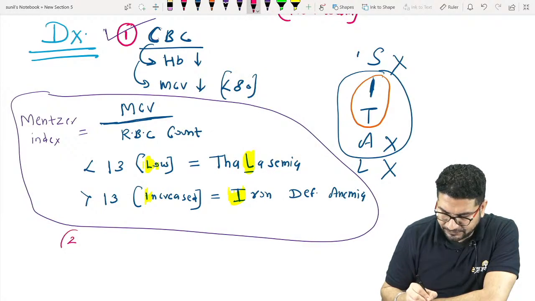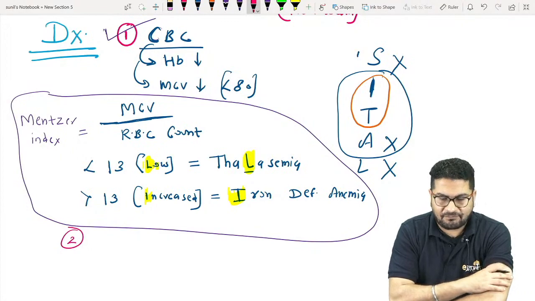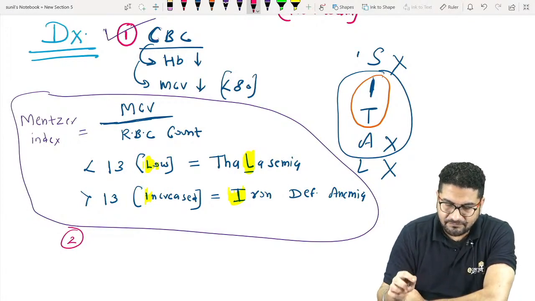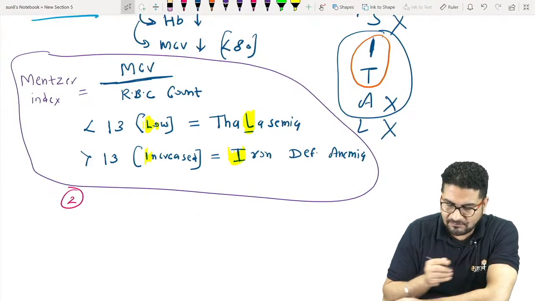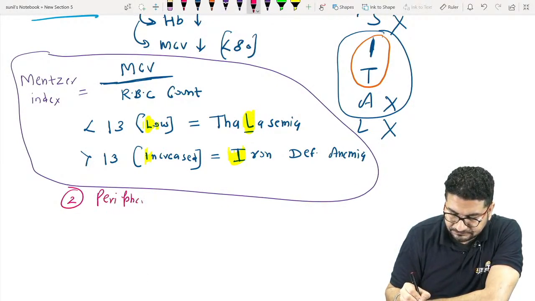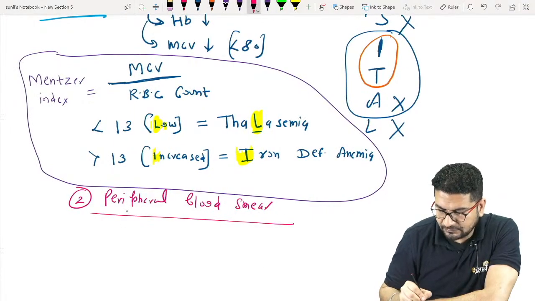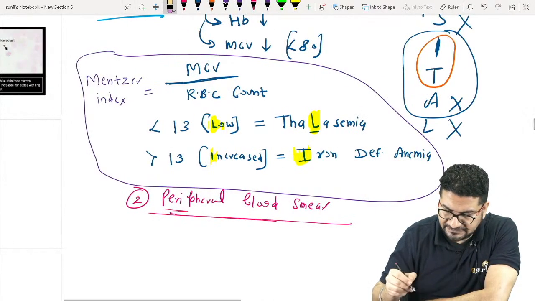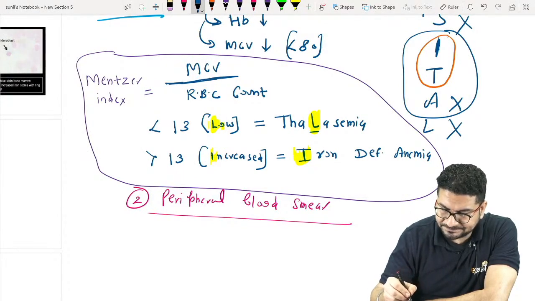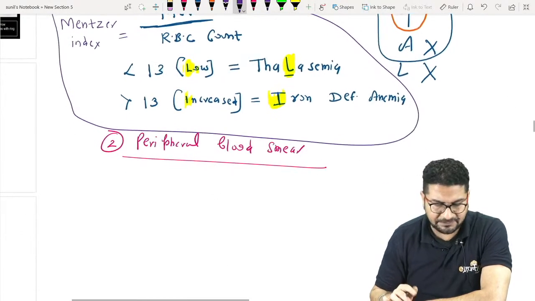Okay, next, if I say next test, tell me the answer. Karthik, tell me what next test you will do after CBC. We can go for a peripheral blood smear. We also call this GBP. You will tell the pathologist, and the pathologist will read the GBP for you.